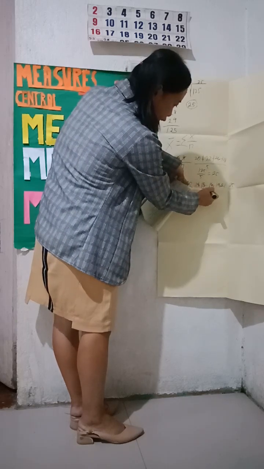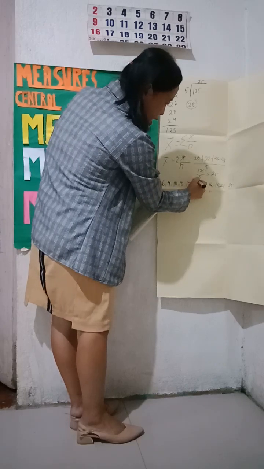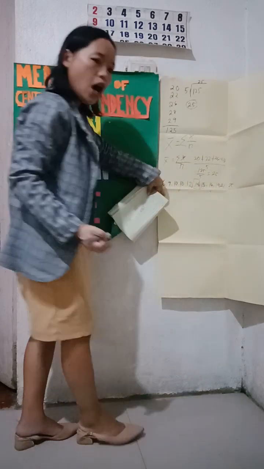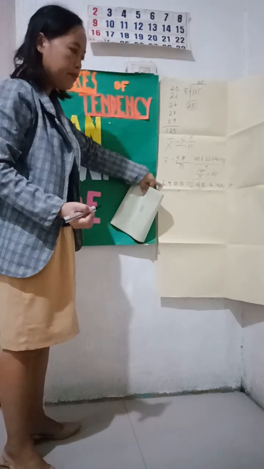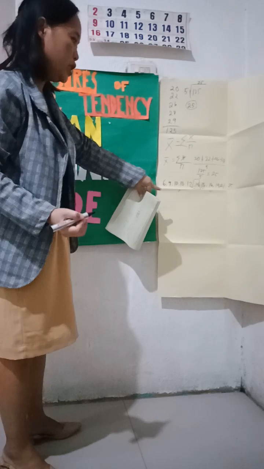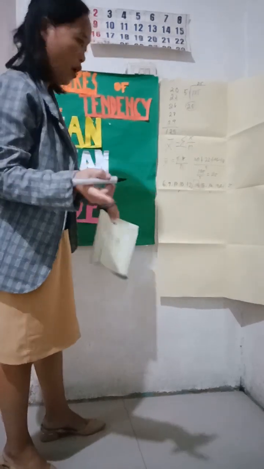So right here, 5 here, and 5 also here. So it means 14. Okay, 14 here is our median. But in this case, this is what we call a median odd. You know what odd means? Yes, it's a median odd.